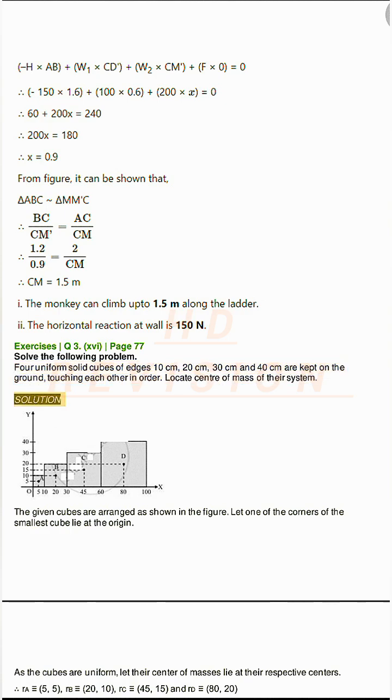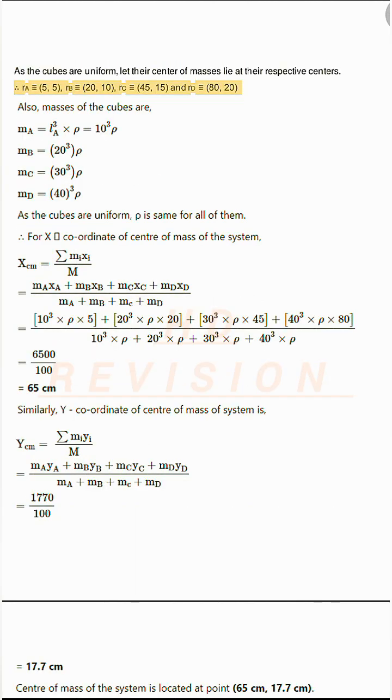Solution. The given cubes are arranged as shown in the figure. Let one of the corners of the smallest cube lie at the origin. As the cubes are uniform, let their centers of mass lie at their respective centers. Therefore rA is defined as (5, 5), rB is defined as (20, 10), rC is defined as (45, 15), and rD is defined as (80, 20).